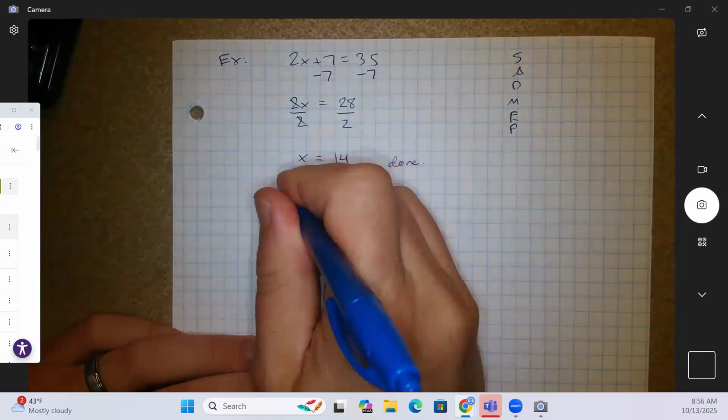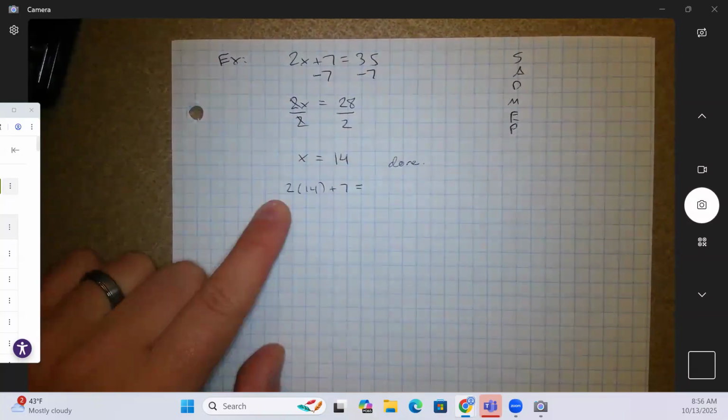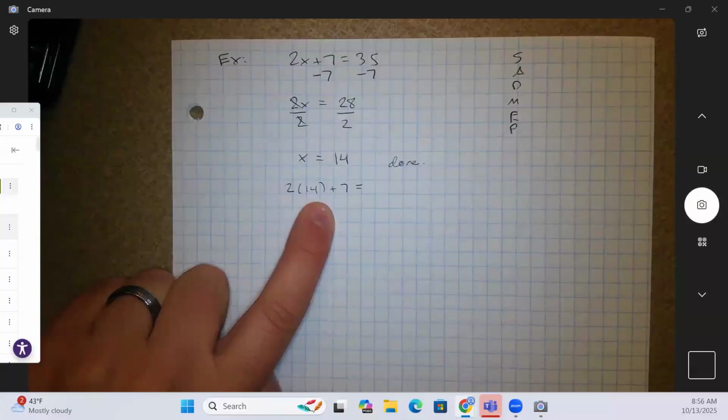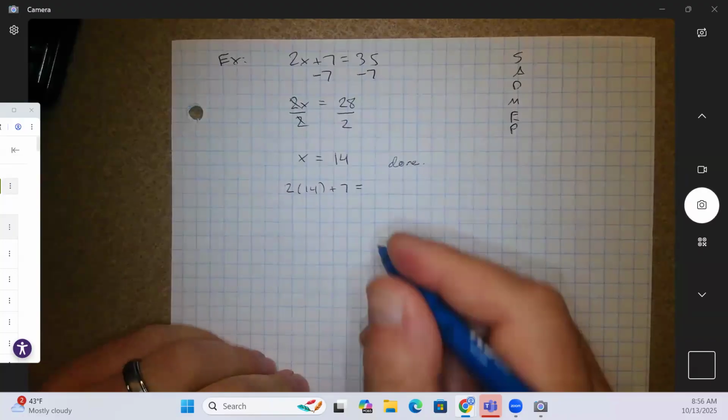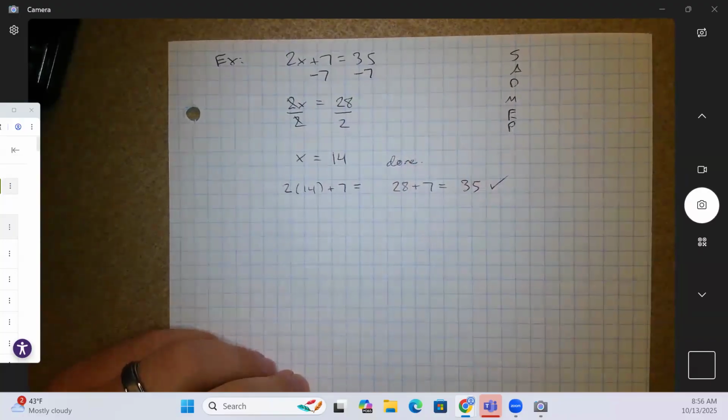And we can check in our original equation, 2 times 14 plus 7. Now we're moving forward, so we do PEMDAS, right? We're evaluating, so we do the multiplication first. 28 plus 7 equals 35. Okay.